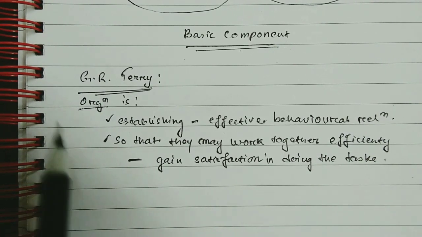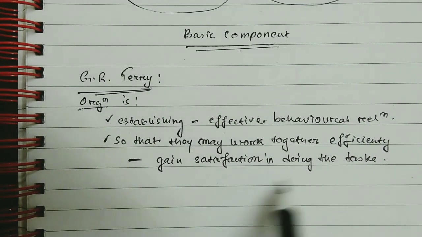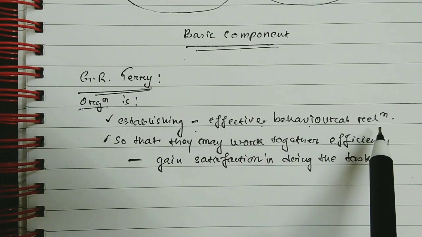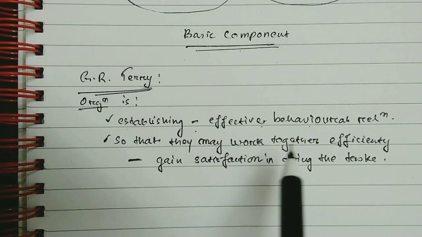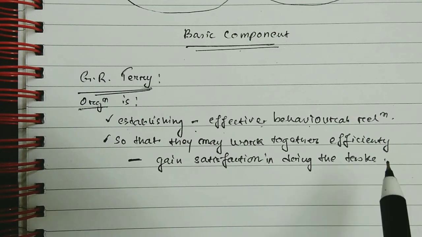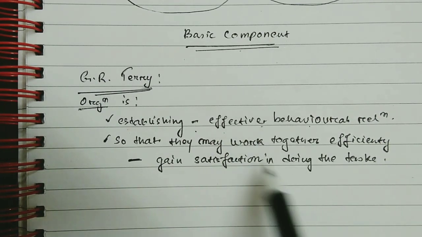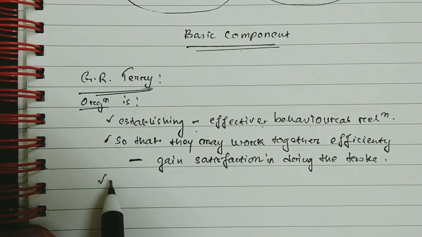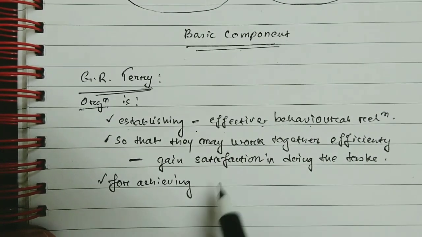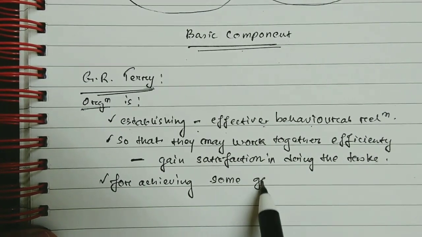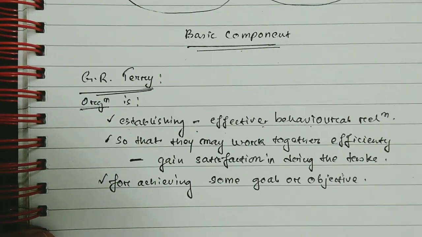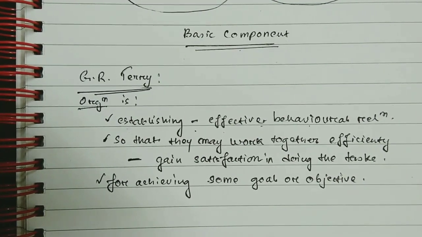Just hold on. So G.R. Terry, what has he said? মানে ওর লজিকটা কি? In his definition, establishing effective behavioral relationship. What is the reason behind it? So that they may work together efficiently. যখন ওরা একসাথে efficiently কাজ করবে, they will of course gain some satisfaction in doing the tasks. And why is it all happening? Ultimate reason is for achieving some goal or objective, okay? This is his basic definition.